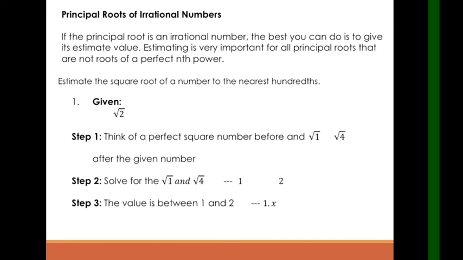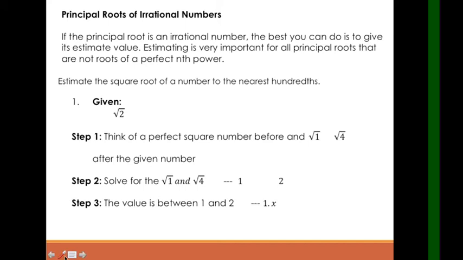If the principal root is an irrational number, the best you can do is to give its estimate value. Estimating is very important for all principal roots that are not roots of a perfect nth power. Okay, example 1. Estimate the square root of a number nearest to hundreds.